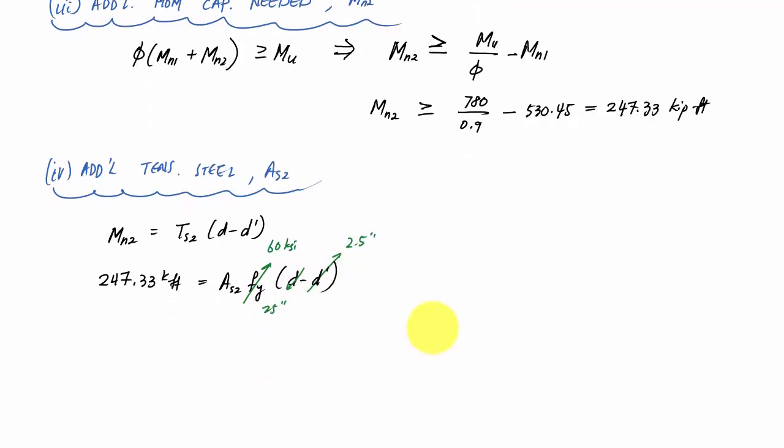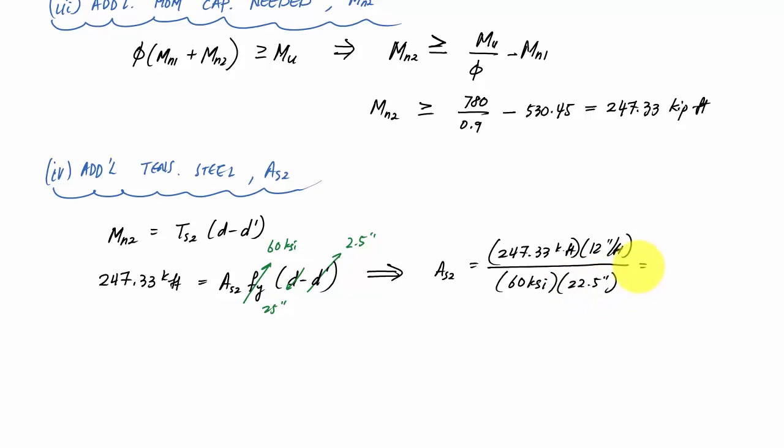So AS2 from here is equal to 247.33 kip feet. Don't forget the unit conversion. 12 inches per foot divided by 60 ksi divided by 25 minus 2.5, which is 22.5 inches, and you got 2.198, so 2.20 inches squared. So that's the additional tension steel that I need.